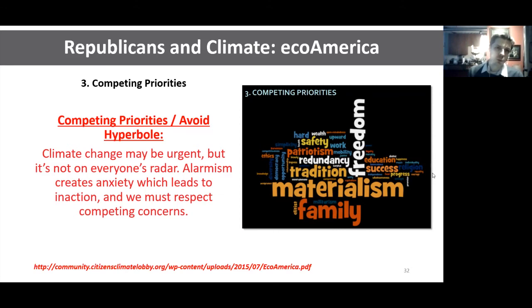So we need to avoid hyperbole because while climate change may be urgent, it's not on everybody's radar, and alarmism just tends to create anxiety, which leads to inaction. So we have to respect that people have competing concerns and say, look, I totally understand your priorities are X, Y, and Z. But I think this is another important priority. What do you think? We don't need people to move it to the top of their list. We just need them to acknowledge, yeah, this is an important thing and we should act on it.